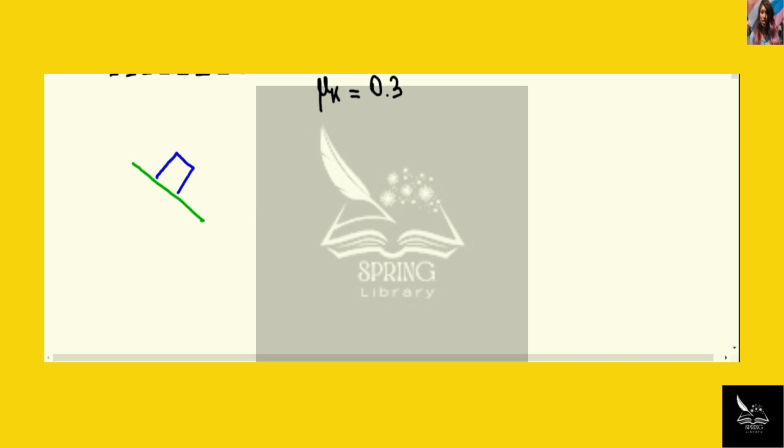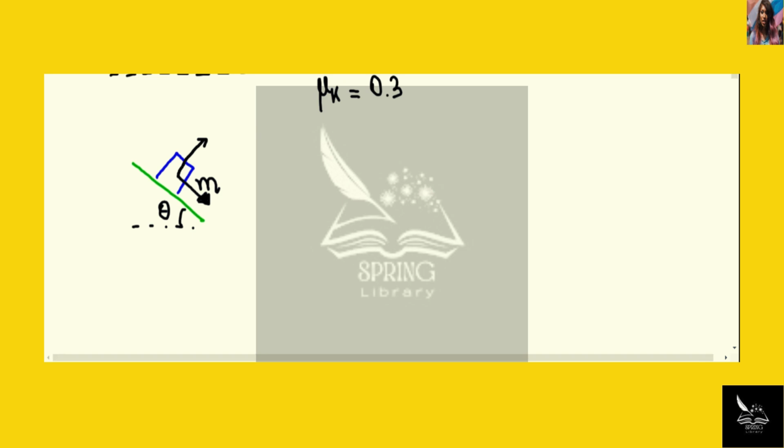So here we have the block. The inclined plane makes an angle of theta with the horizontal, and the block has a mass m. Well, in that case, we can decompose the force that acts on the block into two components. One that is parallel to the surface of the inclined plane, and the other one that's perpendicular.